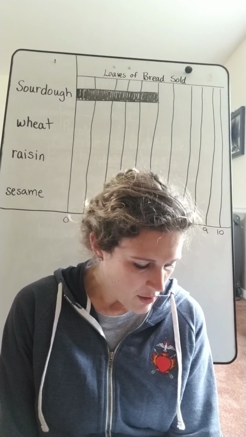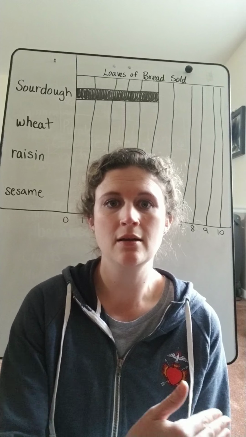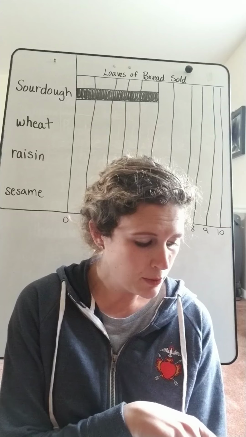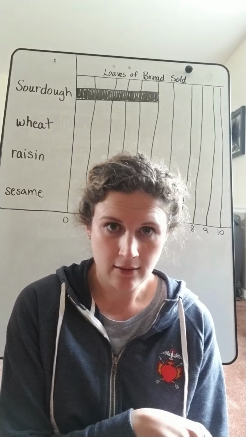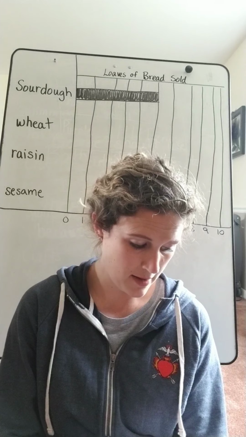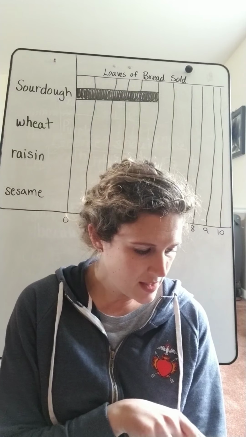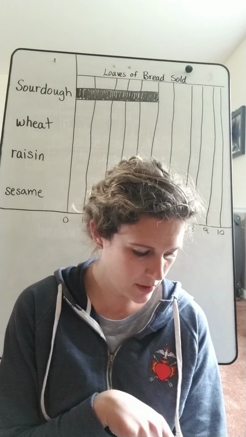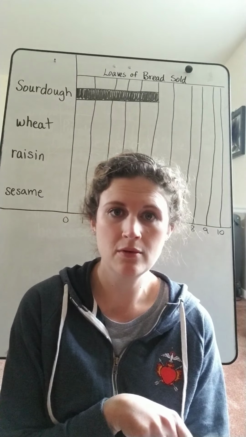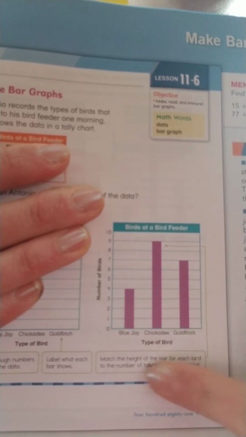Then you're going to match the height of the bar for each bird to the number of tally marks. So that's where the tally mark chart is going to come into play. Blue jay, we have 4, so 4 tallies. On the bar graph, we're going to draw a bar from the bottom up to 4. You'll see that it's a purple bar. It goes up to 4 above blue jay. Chickadee had 9 tally marks, so we're going to draw our bar from the bottom up to the number 9. And then goldfinch had 7. I'm going to hold my book up again so you can see. Those are the bars that match the numbers given in the tallies.